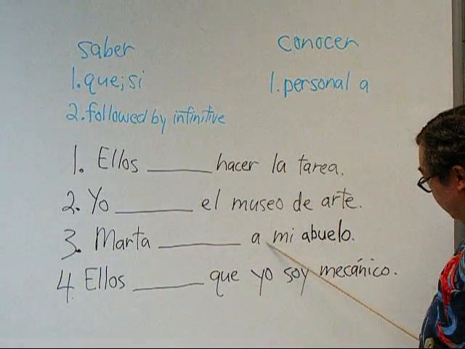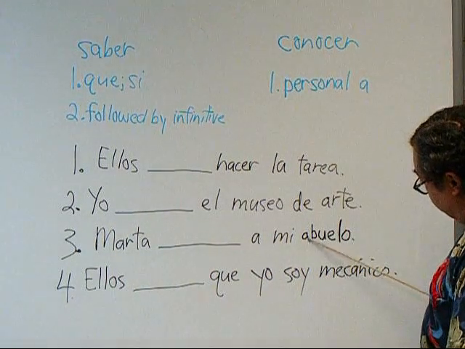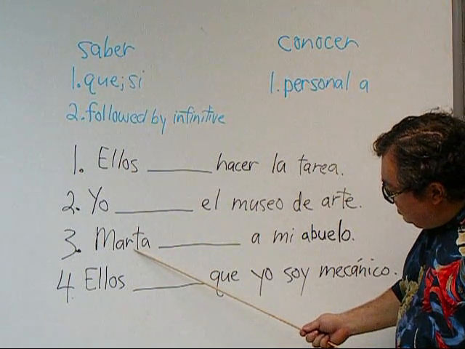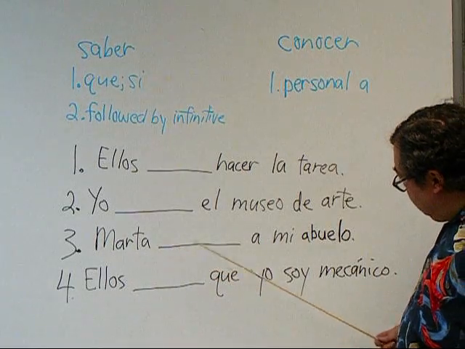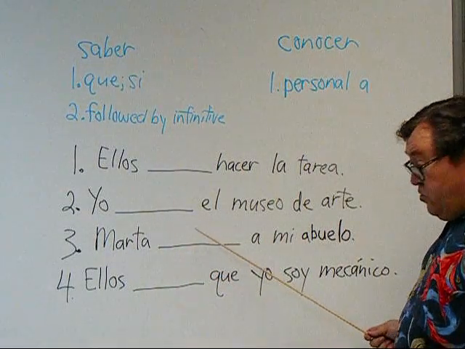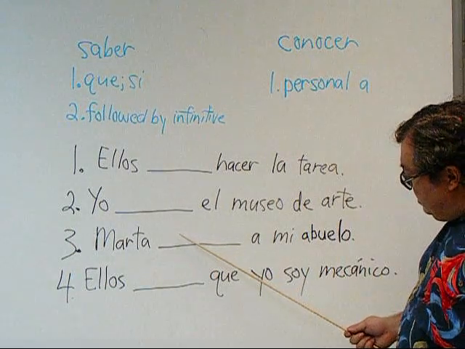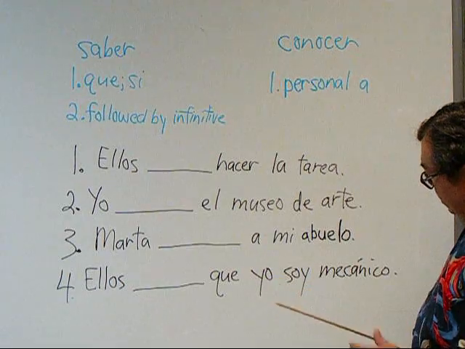Okay. Oh, look. After the blank, there's that personal a. That means this is knowing a person. In this case, it's knowing my grandpa. So let's see. Marta is a she. So I need the he-she form of conocer. So let's see. It's a regular ER verb except for the yo form. So that's going to be my stem, C-O-N-O-C plus an E. Conoce. Marta conoce a mi abuelo.